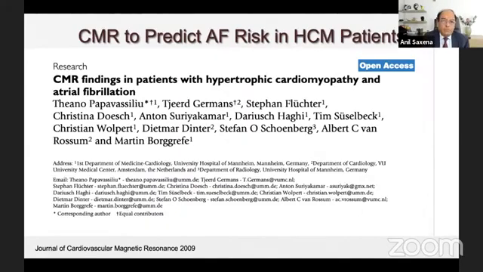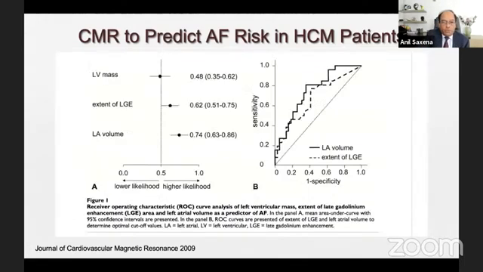Just to give some examples from some papers, this is a paper on cardiac MR findings in patients with HCM and atrial fibrillation. And what they found was that there are some things which correlate very well with the risk in HCM patients. For example, there are 3 parameters they've studied: LV mass, extent of late gadolinium enhancement, and LA volume.